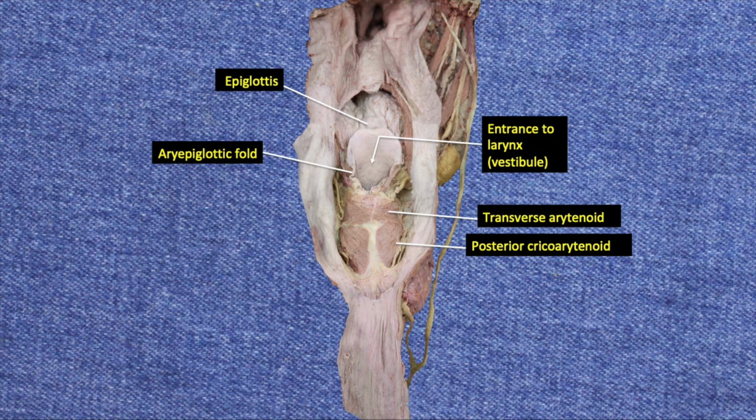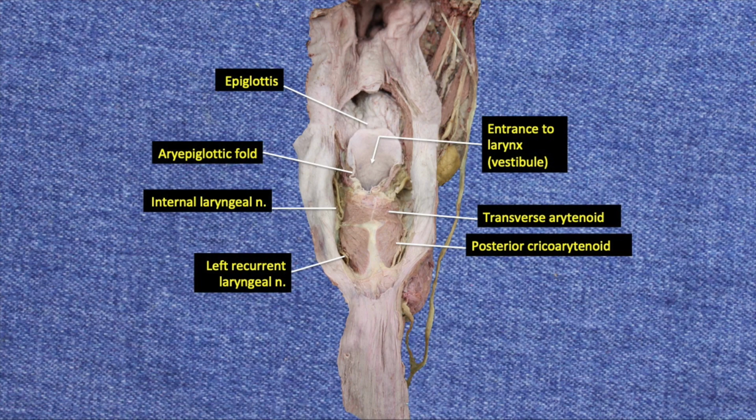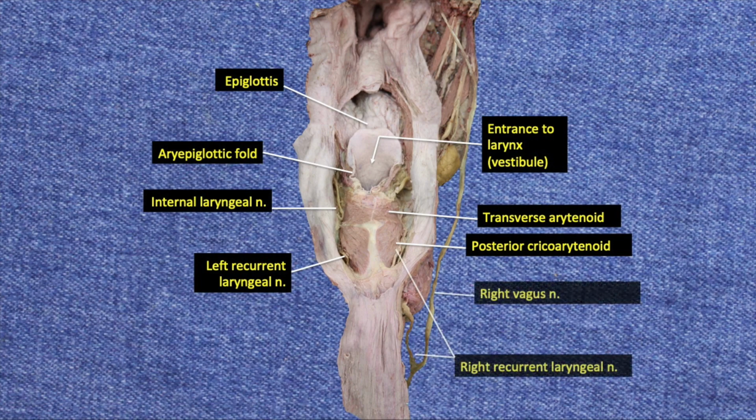The inferior muscle is the posterior cricoarytenoid and takes its origin from the large lamina of the cricoid cartilage. It is the only muscle capable of abducting the vocal cords and thus maintaining airway patency. Once again, note the nerves in the piriform recess, the internal laryngeal and the recurrent laryngeal. In this dissection, the right recurrent laryngeal was preserved, arising from the right vagus. Recall that the left recurrent laryngeal nerve arises from the left vagus, but in the thorax.